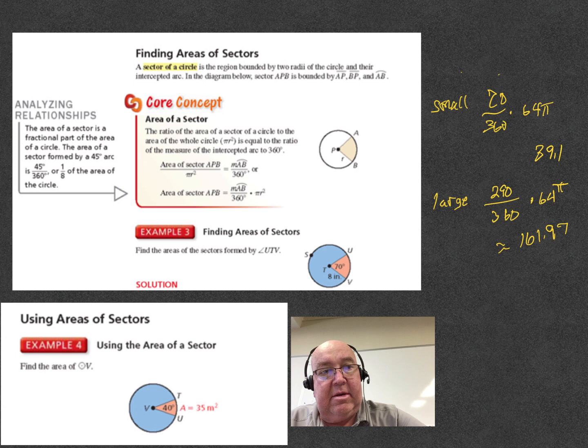In the following problem, we know that our area is 35. It's going to be equal to 40 over 360 times the area of V. And what we're going to get when we multiply that out, we're going to get the area of the large section, the blue section, is going to be 315 square units, or meters squared.